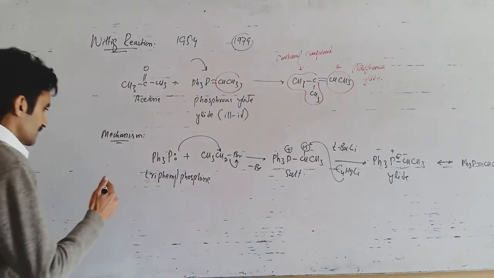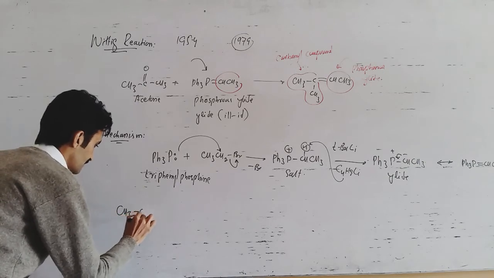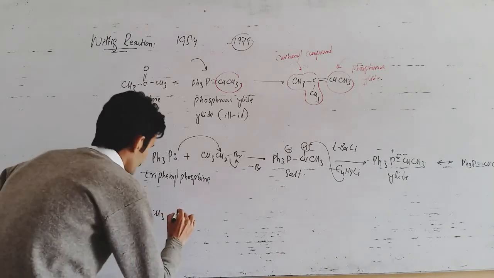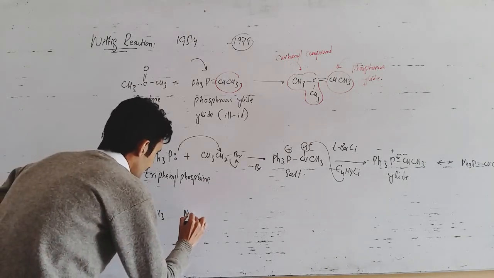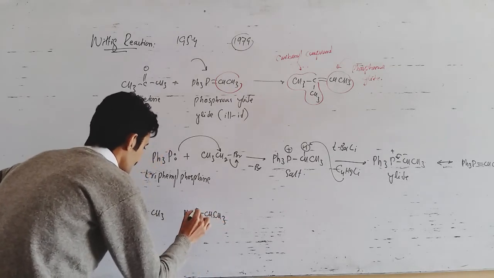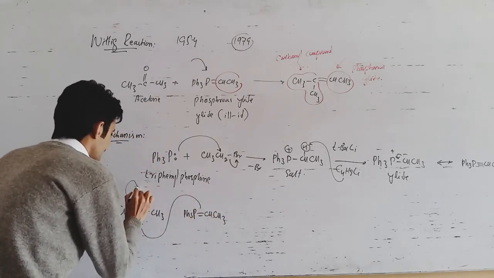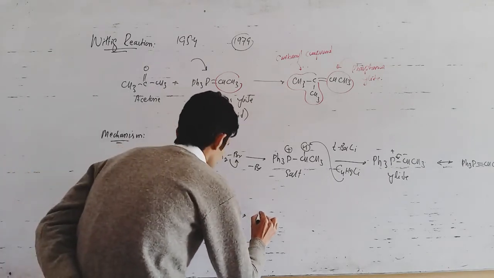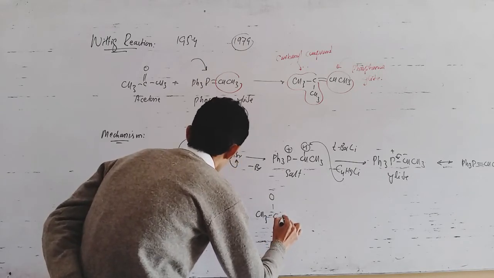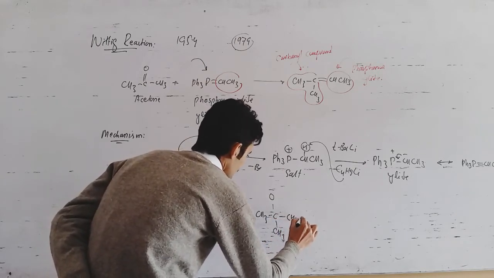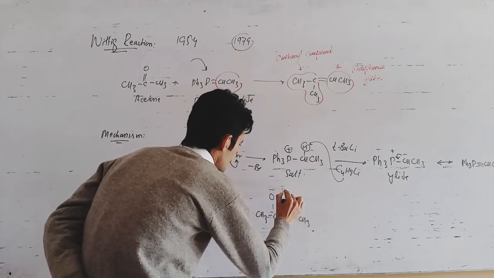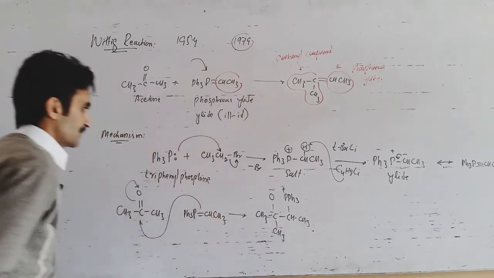Now, let us check the next phase of the mechanism. Let us suppose this is a carbonyl compound. Here we have triphenyl. This reacts like this and gives rise to the formation of an intermediate complex, CH3, PPh3. Here the positive charge will be developed.